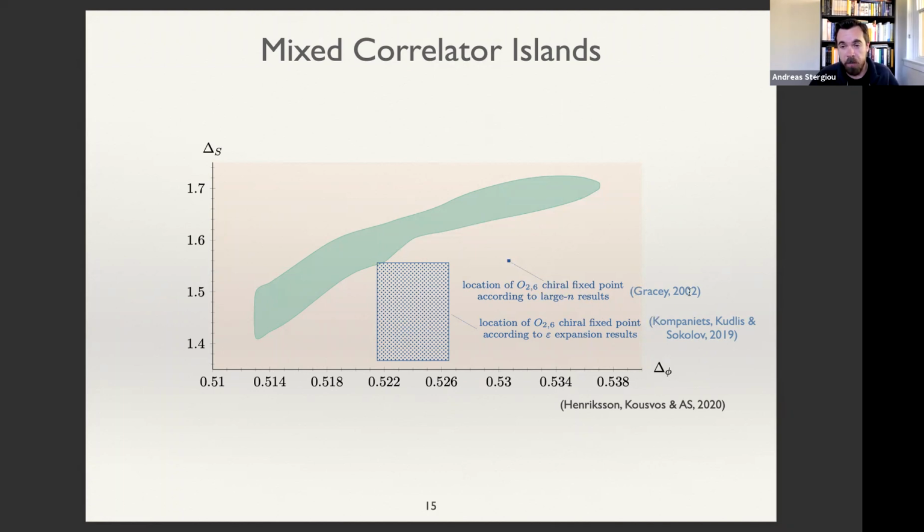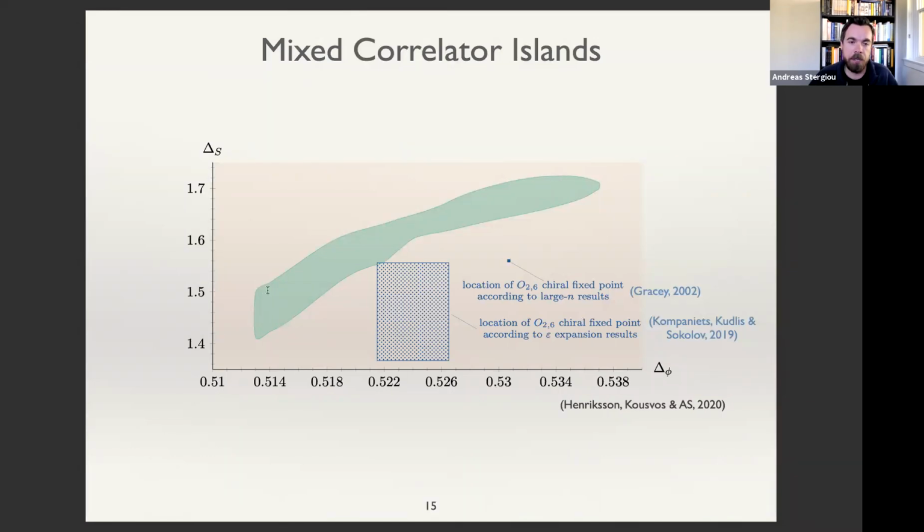I should say that these large n computations again include the 1 over n squared results. And these computations here in the epsilon expansion are up to 6 loops, so up to order epsilon to the 6 in this case. And they also have resummations and various tricks to improve the convergence of the expansion, and they give errors for the location of the 2,6 chiral fixed point, which I also plotted here on the same graph. So according to the epsilon expansion at 6 loops with resummations, the 2,6 theory is supposed to be here.